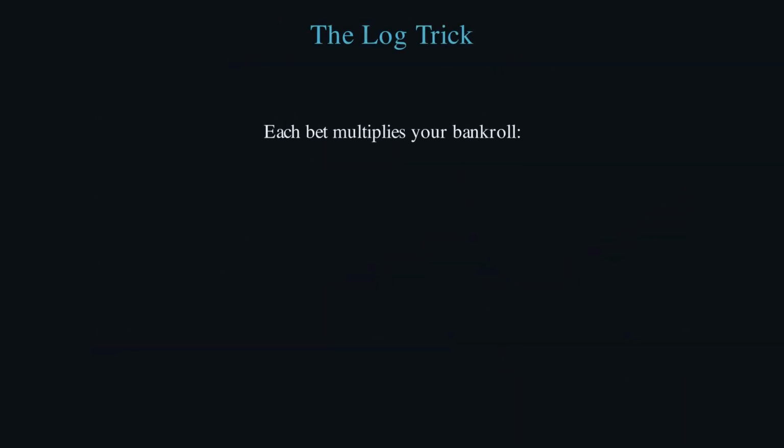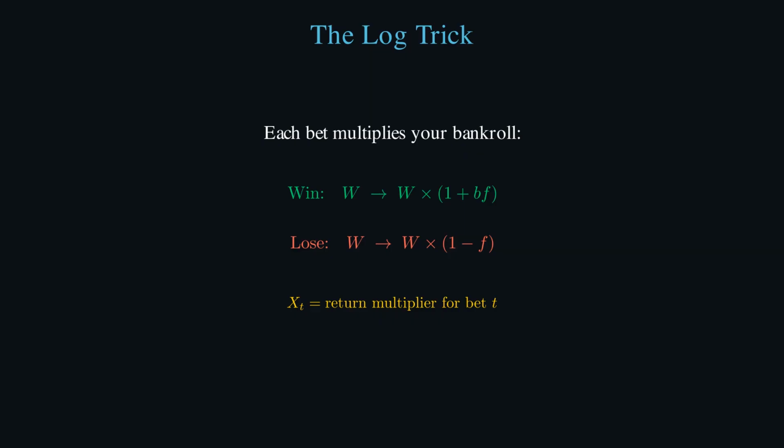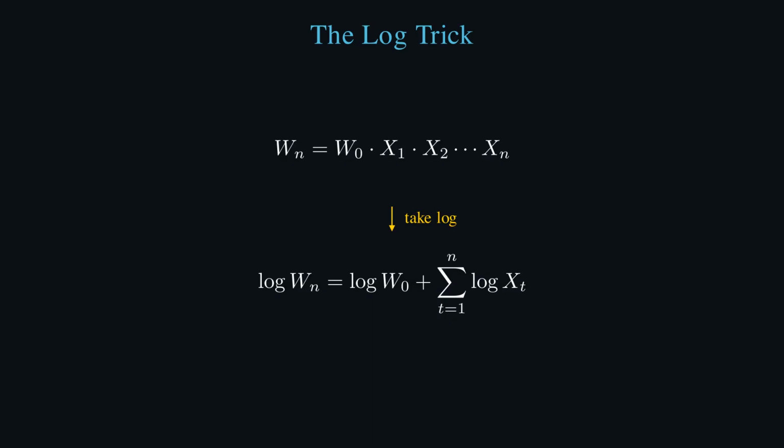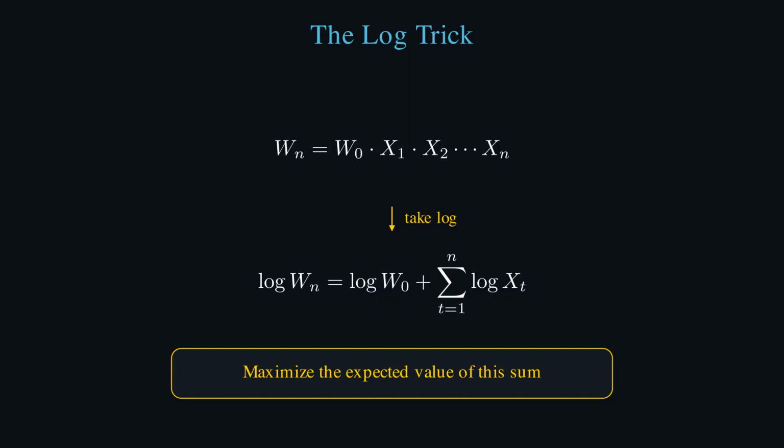Each bet is a multiplier on your bankroll. Win and it grows. Lose and it shrinks. Call each multiplier X_t. After n bets, your wealth is the product of them all. Your bankroll compounds. Each bet multiplies your wealth. Take the log and multiplication becomes addition. Log W_n equals log W_0 plus the sum of log returns. To grow fastest, maximize the expected log return per bet.